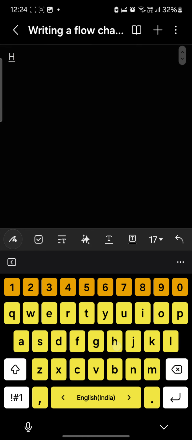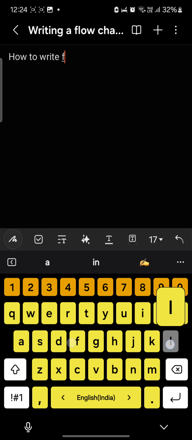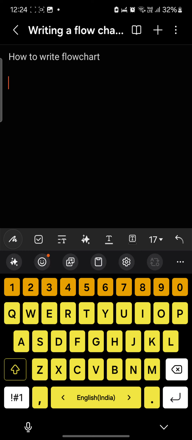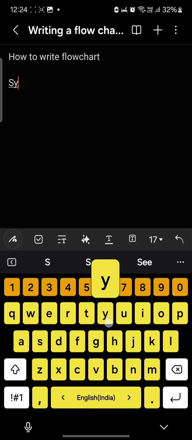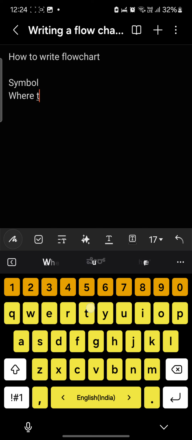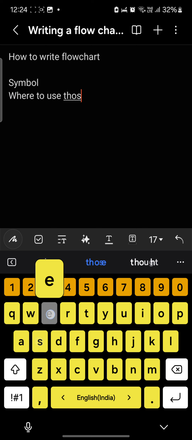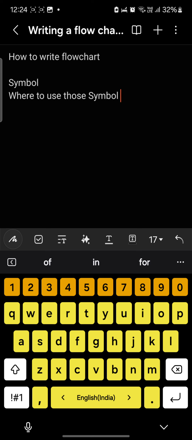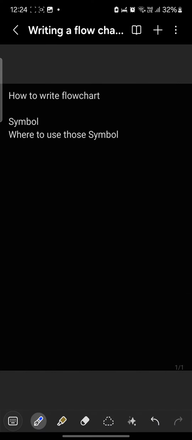My name is Ashwini and today we are going to study how to write a flowchart. So what are the things that you need to remember? I am going to tell you. The first thing you need to know is the symbols. The second thing is where to use those symbols. Okay, so which are the symbols that we are going to see.